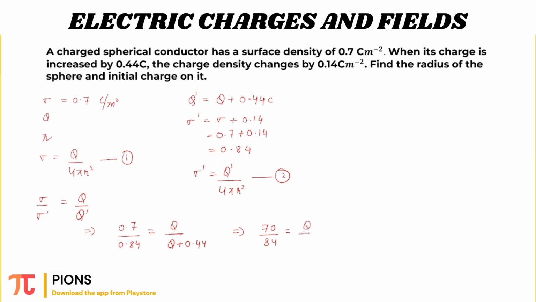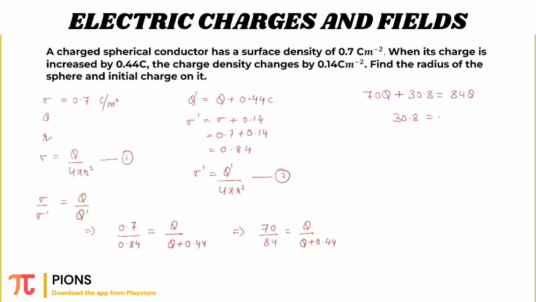Let's cross multiply. So let me do it over here. It will be 70Q plus, let me multiply 70 with 0.44 and that will give us 30.8. That will be equals to 84Q. Any doubt? So 30.8 will be equals to 84 minus 70.